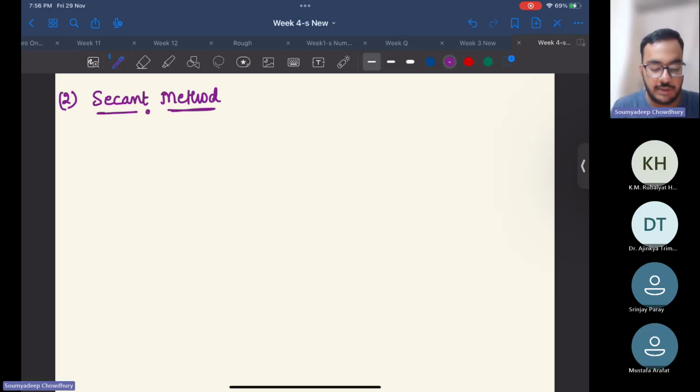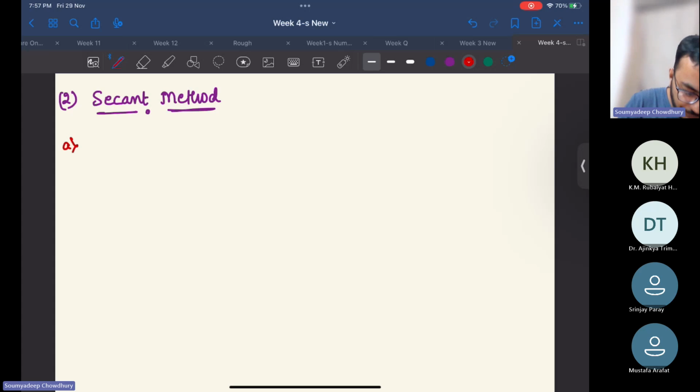Okay, so I'll start with the second method. Just like the bisection method, here there is one more method. In the second method, first I'll explain the algorithm, then I'll go to the geometrical approach. You need to understand the difference between the bisection method and the secant method. Unlike the bisection method, which was a bracketing method where a limit of roots was given to you, here you will be directly given the initial guess of the root.